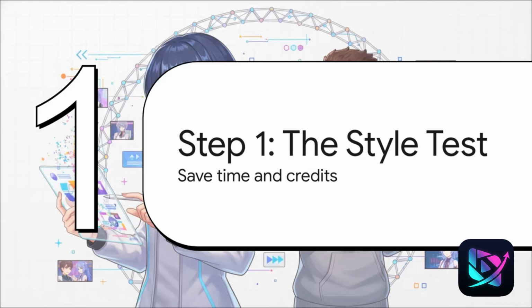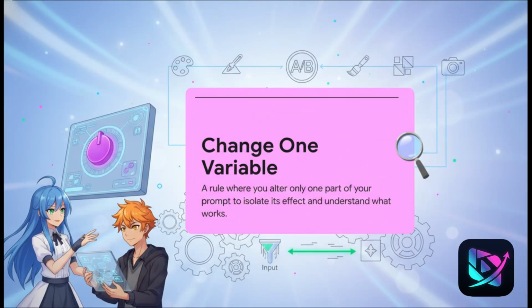All right. Step 1 is the style test. This is where we start to get really smart about our workflow. Instead of generating expensive videos just to find our look, we use what's called an image-first pipeline. We test all our stylistic ideas with cheap, fast image generations first. It saves so much time and so many credits. Now, the key to this whole first step is a classic rule from science. You change one variable at a time. By only changing the style keyword in your prompt and nothing else, you can see exactly what effect it has on the final image. This is how you really start to gain control.